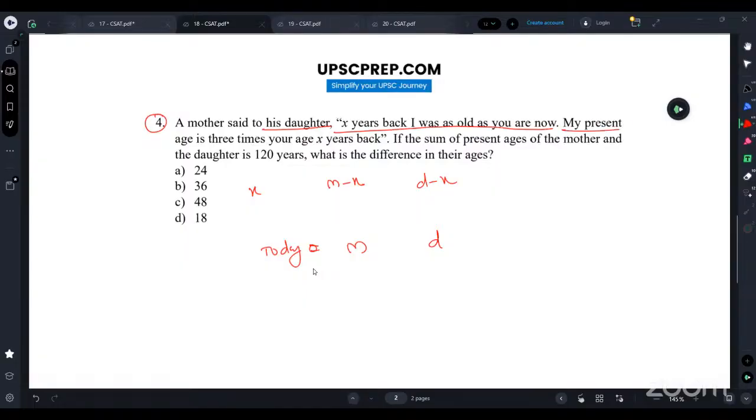Now, what they are saying: my present age is 3 times your age 3X years back. See now, guys, mother is saying that my present age is basically M. The mother's present age is M.